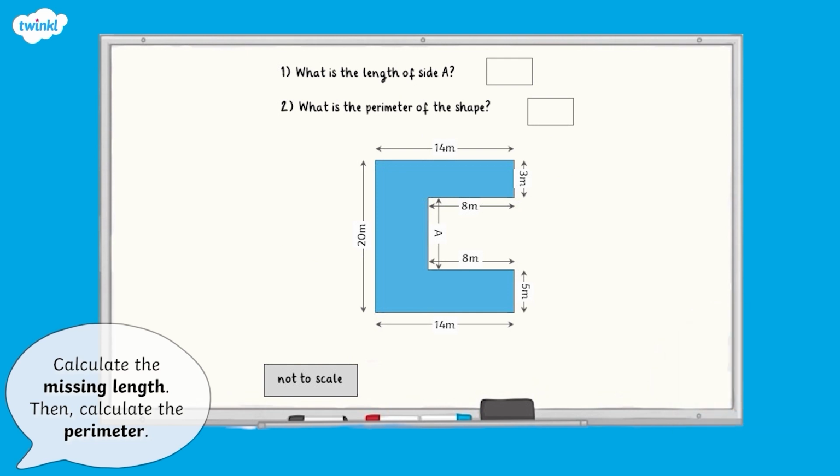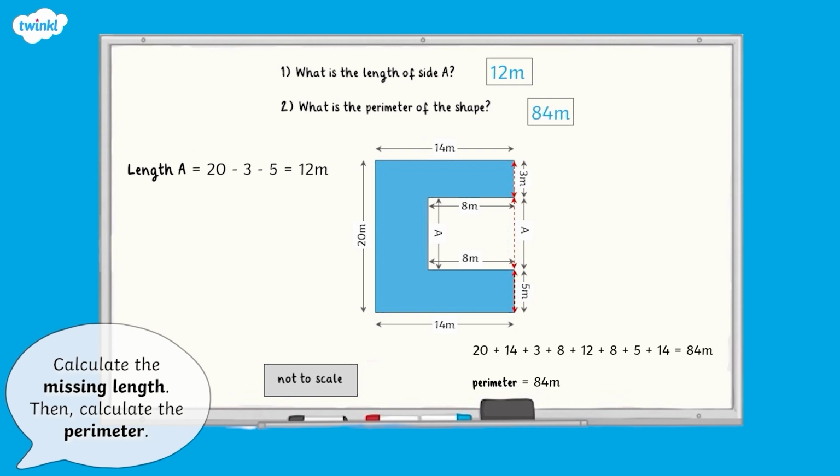Here is one way you could have found the answer. To find the length A, you may have subtracted the 3 metres and the 5 metres from the 20 metres to give you 12 metres. Then you can add each side together to calculate the perimeter of 84 metres.